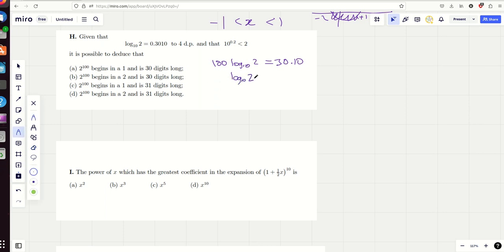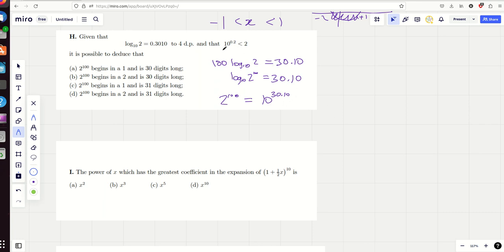Log base 10 of 2 to the power of 100 is 30.1. And so I can therefore deduce that 2 to the power of 100, now we're getting somewhere, is 10 to the power of 30.10. Okay, that's interesting. So I can see straight away that 2 to the power of 100 seems to be beginning with probably a 1 and is 30 digits long.